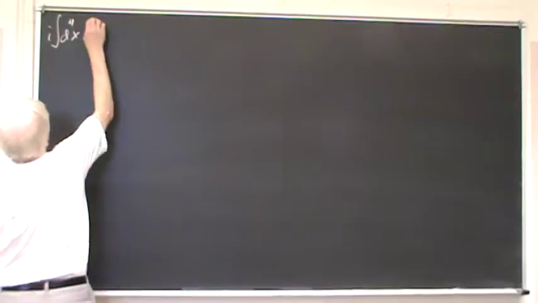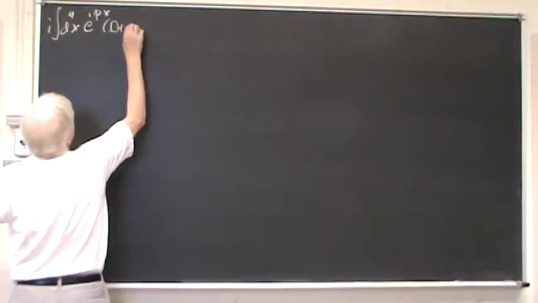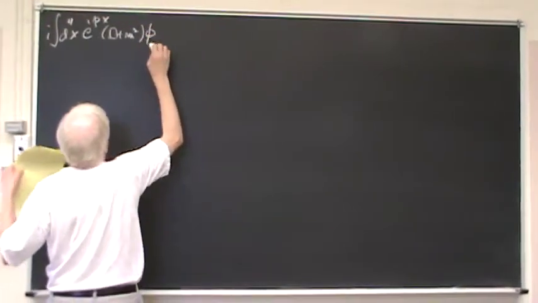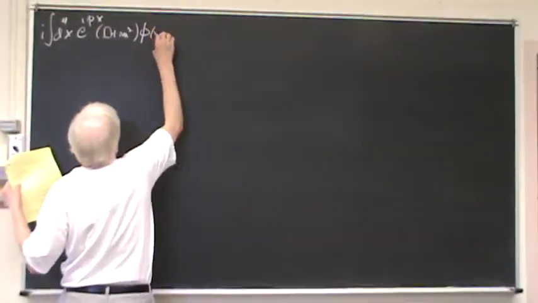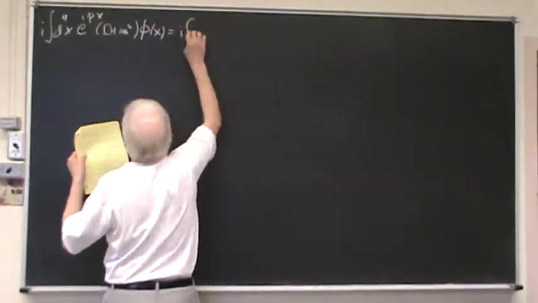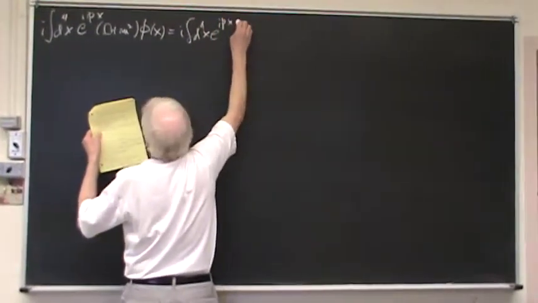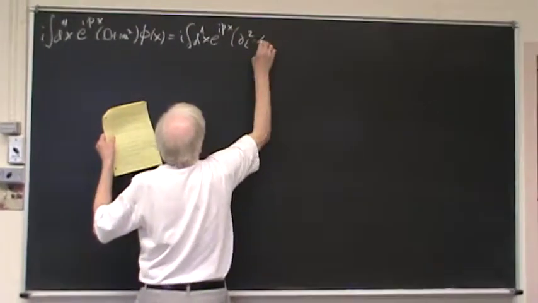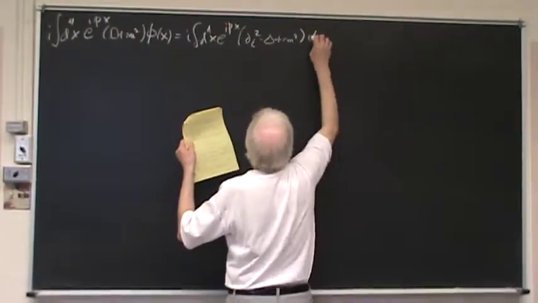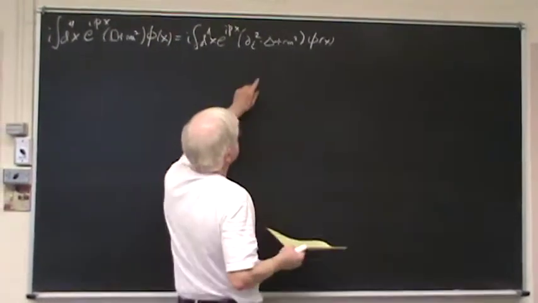Integral d^4x, e^{ipx}, box plus m squared. And notice there's just one field here for simplicity, so we always talk about the same mass. All right, well, obviously this is what we just said: integral d^4x e^{ipx}, d_t squared minus Laplacian plus m squared, phi of x.